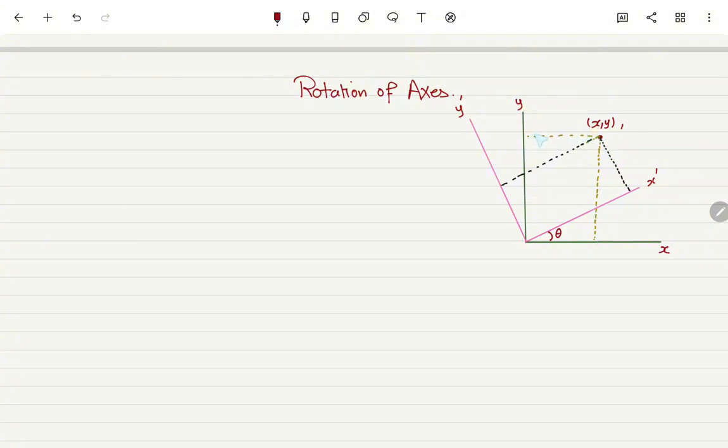What's going to happen for this point in terms of the new coordinates x prime and y prime? So the new position for this point in terms of x prime and y prime will be like this one here. Now x prime is the intercept of this point here with the new axis, which is x prime, this one here, and y prime is the intercept with the new y prime axis.